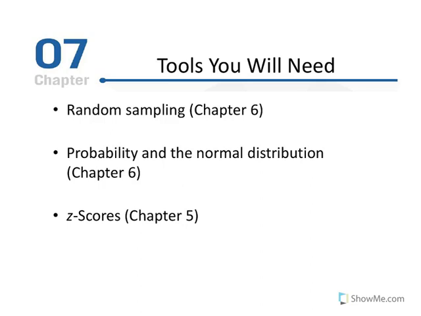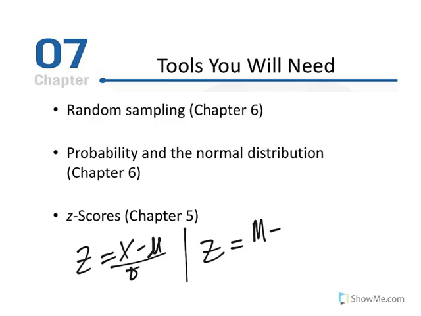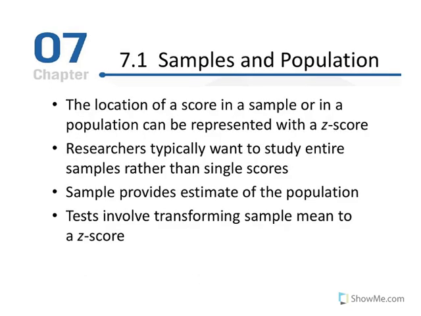And again, as I noted just a minute ago, our equation for calculating z for an x value will be necessary to learn how to convert a sample mean into a z-score. So now the new equation is sample mean minus the population mean over the standard error. And we'll talk more about all of these variables as we move along through chapter 7.